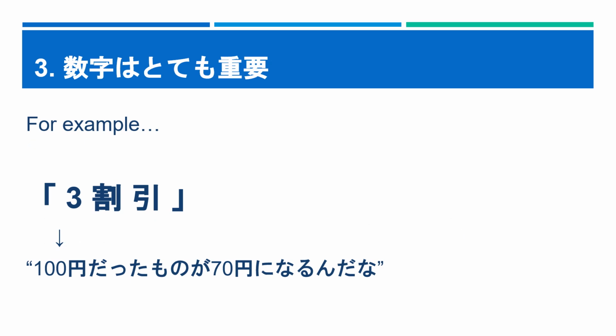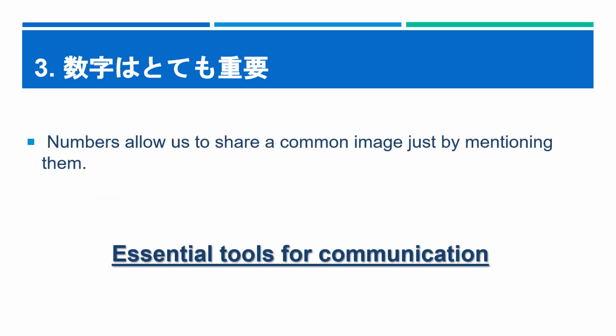For instance, when you hear the phrase 3割引き, everyone can easily visualize 100円だったものが70円になるんだな. No one thinks 100円だったものが50円になるんだな. Languages like English, Chinese, and Japanese can lead to misunderstandings due to individual interpretations. On the contrary, numbers allow us to share a common image just by mentioning them. Numbers are essential tools for communications. So, I strongly encourage all of you to master the expressions of numbers.